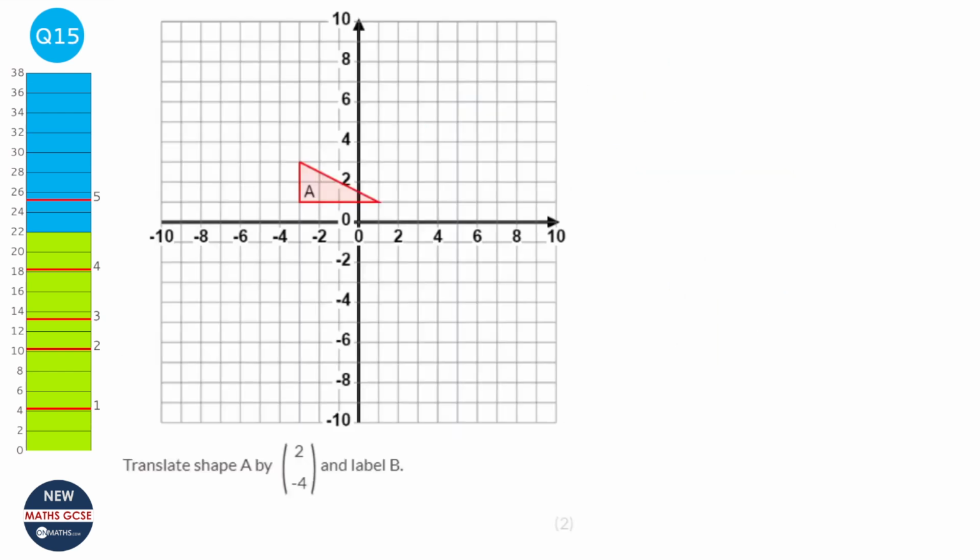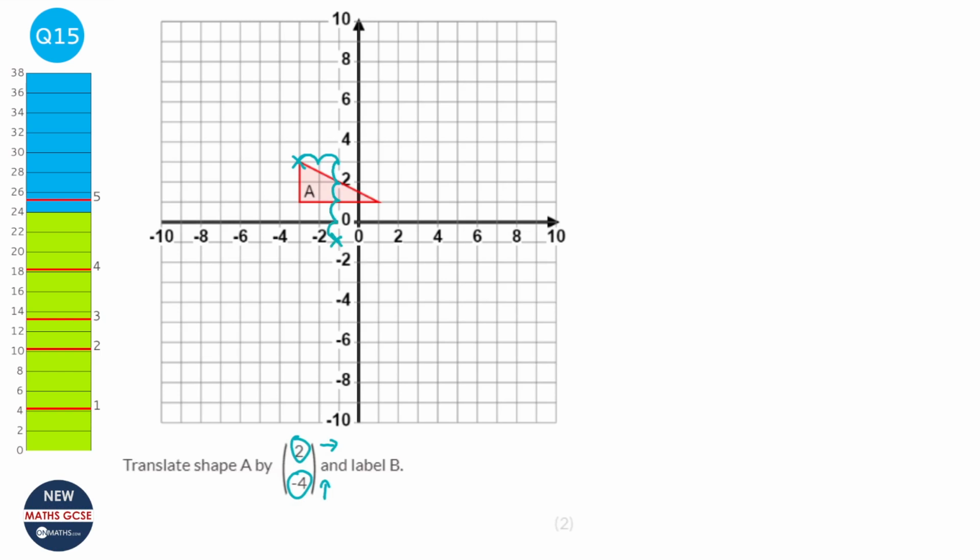When translating, we translate with vectors, and the top number in a vector tells us how far right, and the bottom number tells us how far up we go. And to translate a shape, you always pick a point. Now I always pick the top leftmost point, so I'm going to pick this one. And looking at the vector, it says we're going to go 2 to the right. So we do 2 jumps to the right, 1, 2. Now looking at the bottom, because it's minus 4, instead of going up 4, we're going to go down 4. So it would be 1, 2, 3, 4. So our new coordinate for the top will be here.